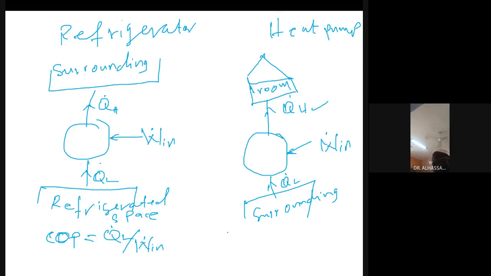So the coefficient of performance for a heat pump equals QH divided by W. Okay, so that's the answer to that question.